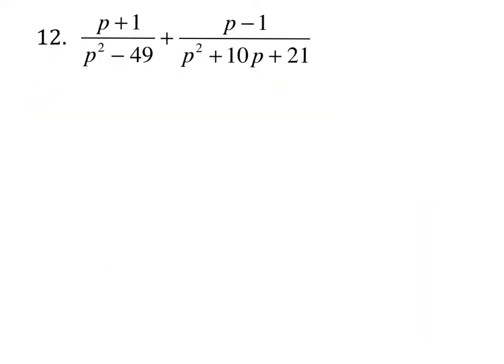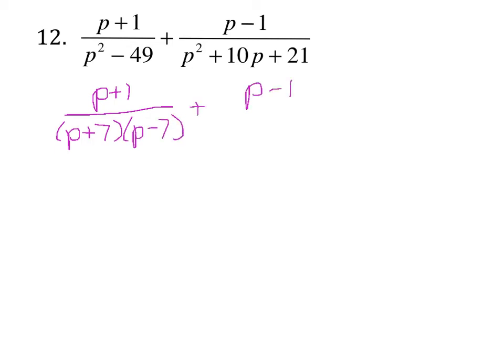For number 12, we need to factor first to find what our common denominator can be since we're adding two fractions together. So the denominator of the first one, I'm going to factor into p plus 7 times p minus 7 since we have difference of squares. And for the second, we need two parentheses. And I need two numbers that multiply to 21 but add to 10. So that would be 3 and 7.